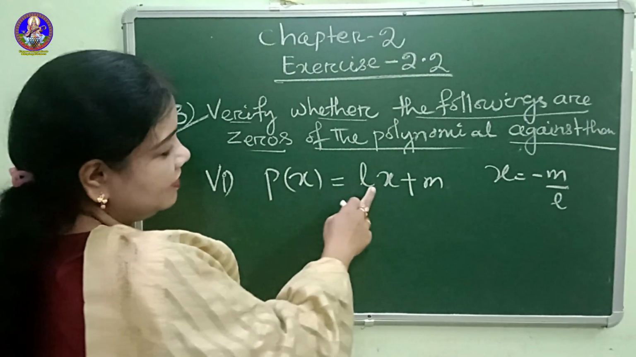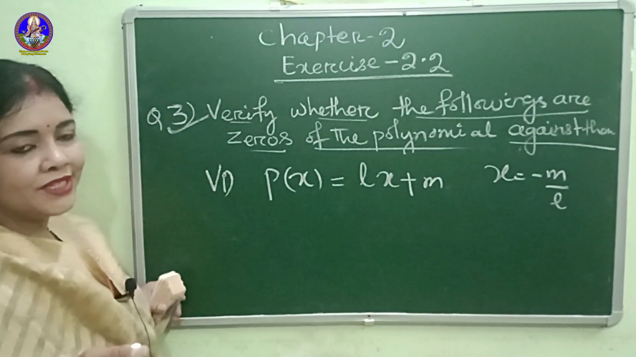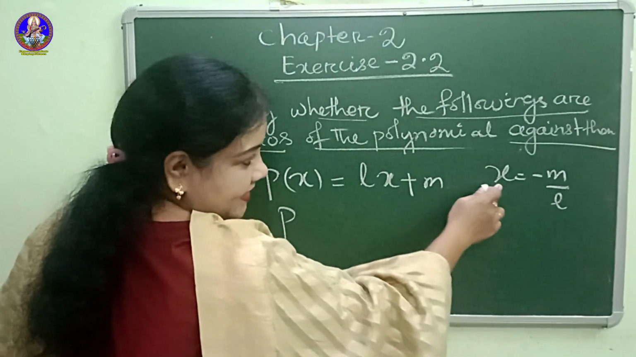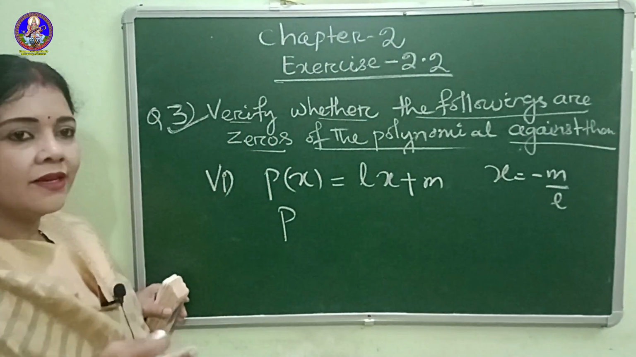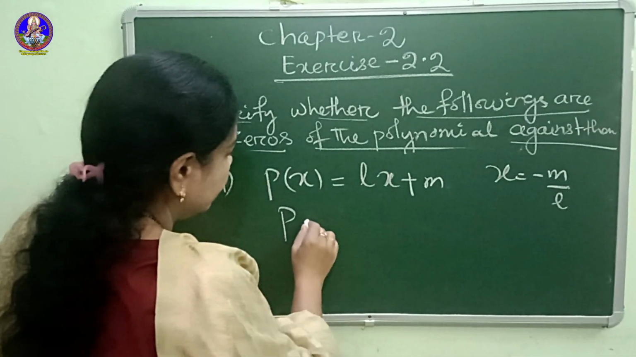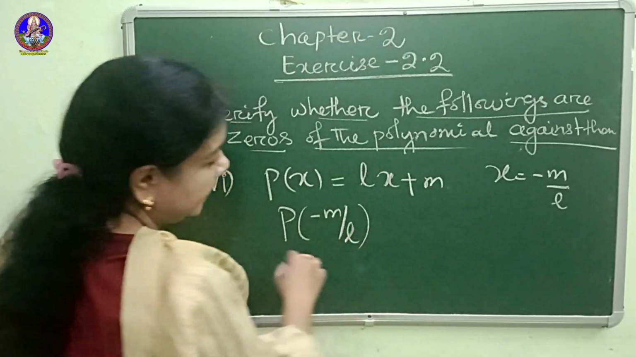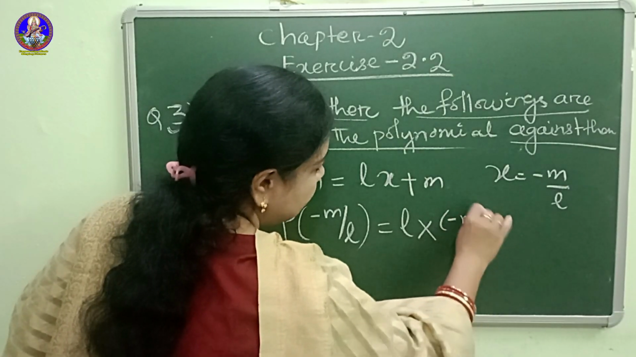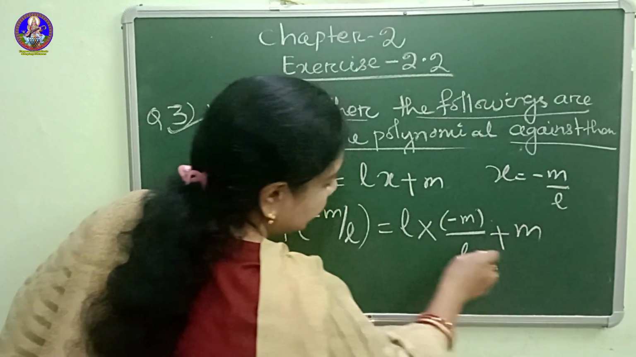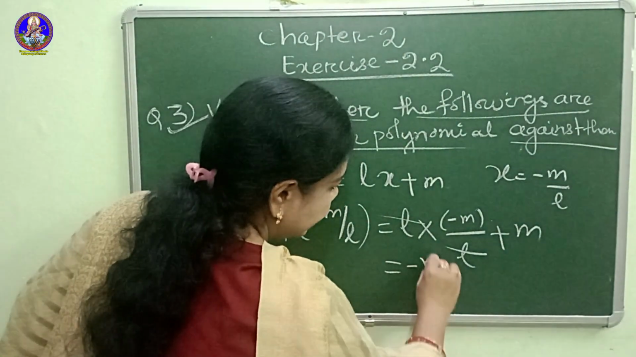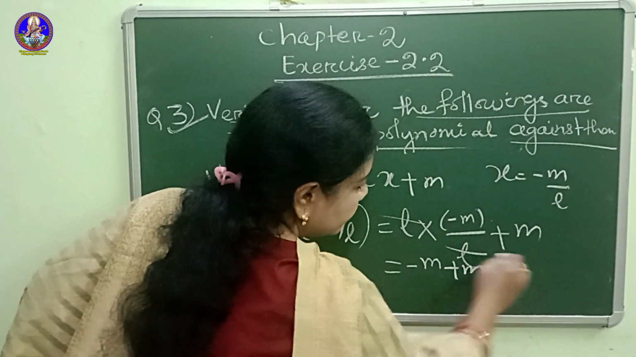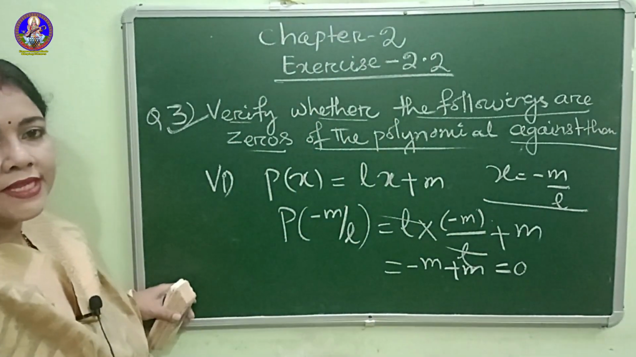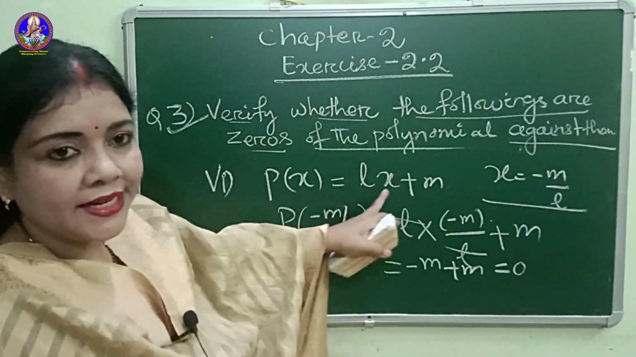Now from question number 3, here it is given that p(x) is equal to lx plus m. Now see, there is no number, only variables. We have to put the value into the equation. So we have to see x is equal to minus m by l, where m and l are dummy variables. Just put the value of x here: l into minus m by l plus m. This l cancels out. So minus m plus m, we are having the result 0. Yes, x is equal to minus m by l is the zero of the polynomial p(x) is equal to lx plus m.